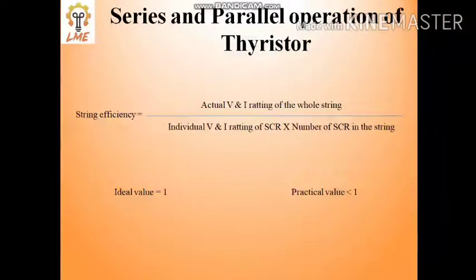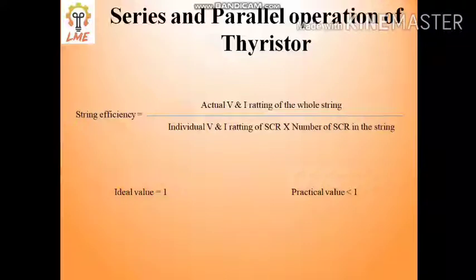From 1957, the time of SCR invention, research has continuously gone on to increase the voltage and current level of SCRs. As an outcome, today we have a maximum rating of 10 kV and 3 kiloampere. But for industrial applications, this rating of 10 kV and 3 kiloampere is also not sufficient. That is why sometimes we have to connect SCRs in series and parallel.